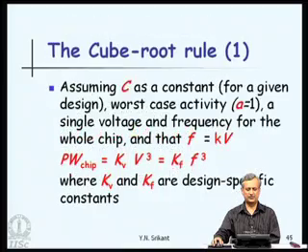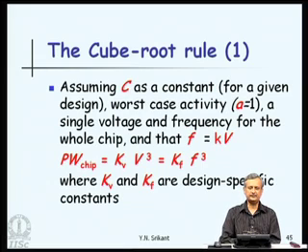We can probably simplify this even further and say C is a constant for a given design. Worst case activity, that is A equal to 1, always active, never switched off. And a single voltage and frequency for the whole chip, and let us assume that frequency is proportional to voltage. As voltage increases, frequency increases, and as voltage decreases, frequency also reduces. Now, the power dissipation in a chip can be approximated as k_V times V cube or k_F times F cube, where k_V and k_F are design specific constants.